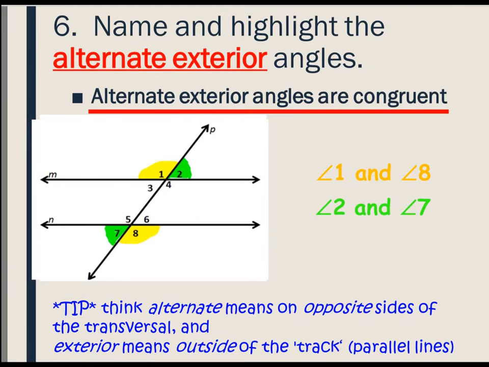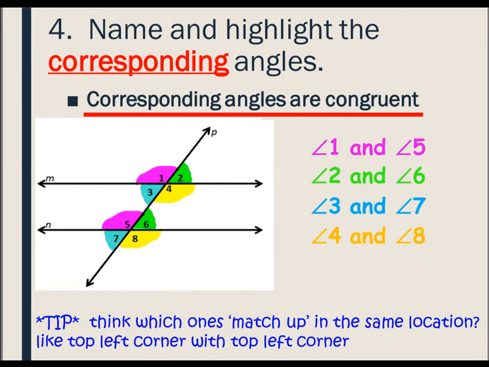All right, next we have the alternate exterior angles. So alternate means on the opposite, like before, but exterior means on the outside. So outside our parallel lines. So 2 and 7 are on opposite sides. However, they are on the outside of the parallel lines. 1 and 8 are on opposite sides, and they are outside the parallel lines. So alternate exterior.